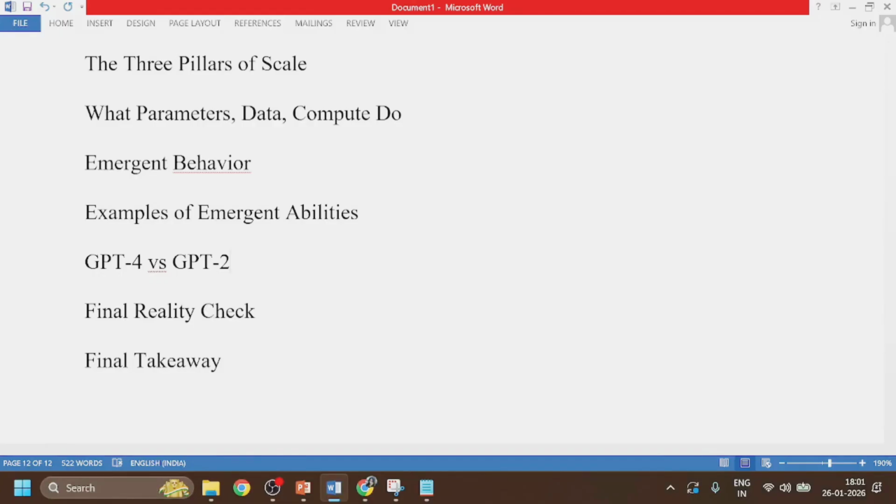Next point is GPT-4 versus GPT-2. GPT-4 is not smarter because it understands like a human. It feels smarter because it is larger, trained on more data, and has better alignment. The core architecture is still the same transformer.